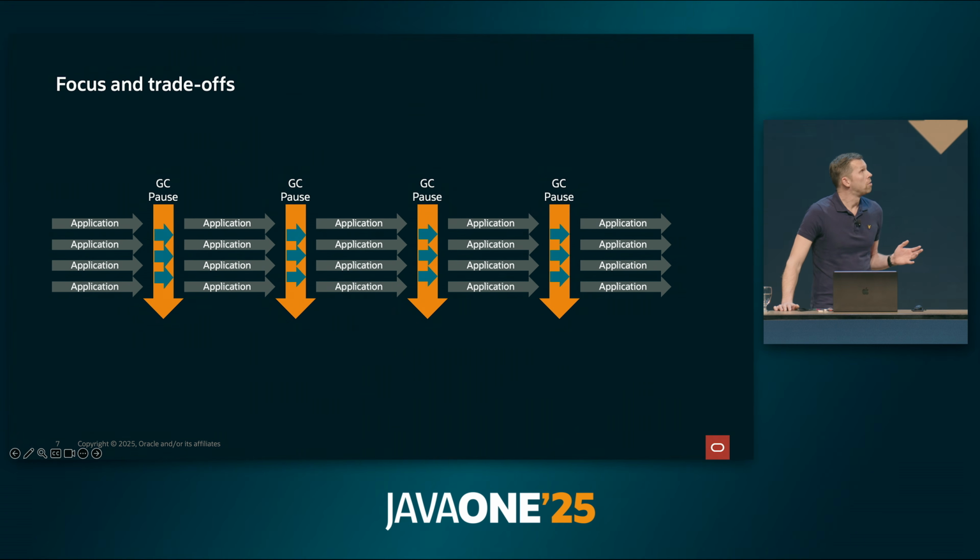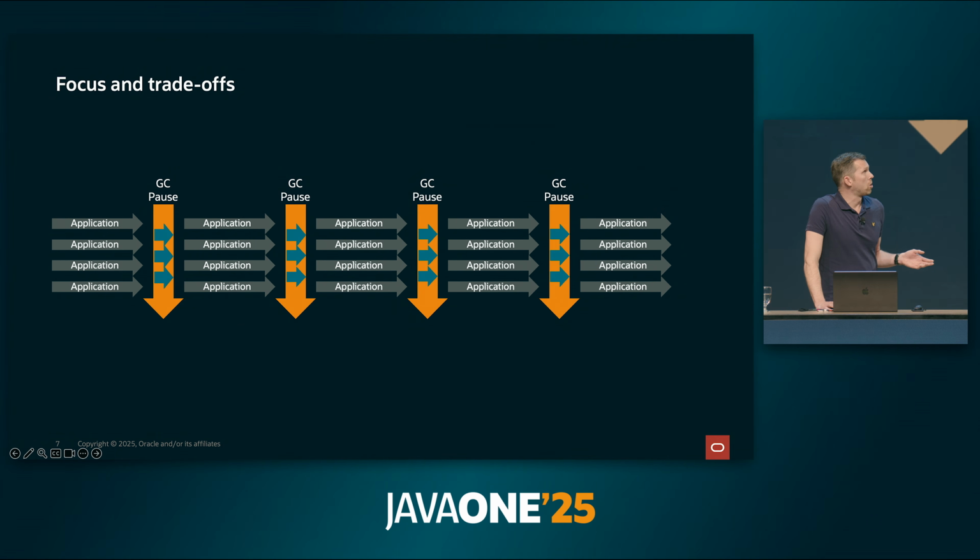This is pretty good from a throughput perspective, because when the application threads run, no GC work is going on. So they don't have to compete for CPU resources. On the other hand, from a latency point of view, it's not optimal because we have the GC pauses and they take a significant amount of time.